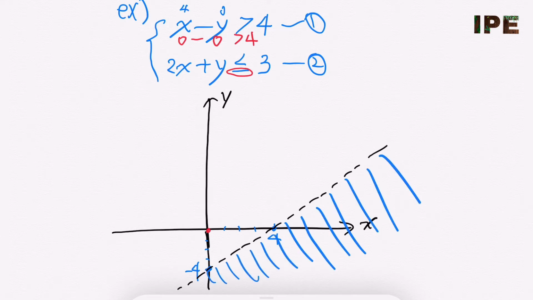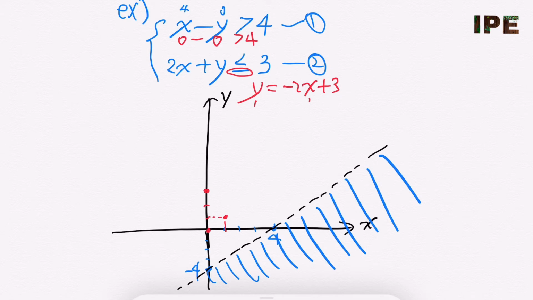Let's go to the second inequality. y equals negative 2x plus 3, right? I want to use a different form this time. I want to use this equation. So positive 3 is the y-intercept, and then the slope is negative 2. Or if x is 1, y is 1, right? Because negative 2 plus 3 is 1.